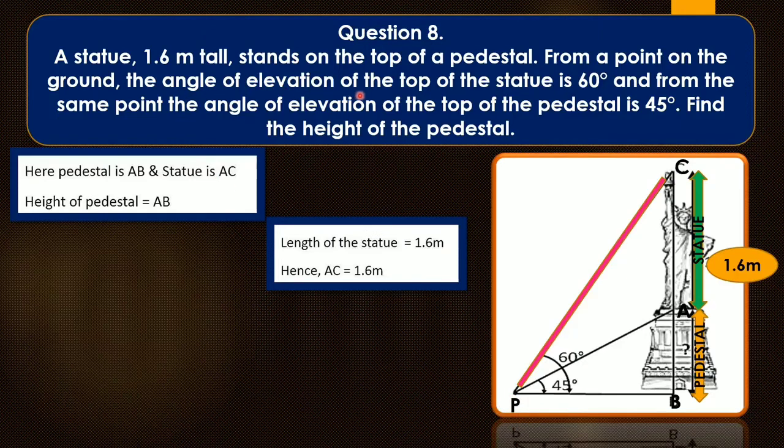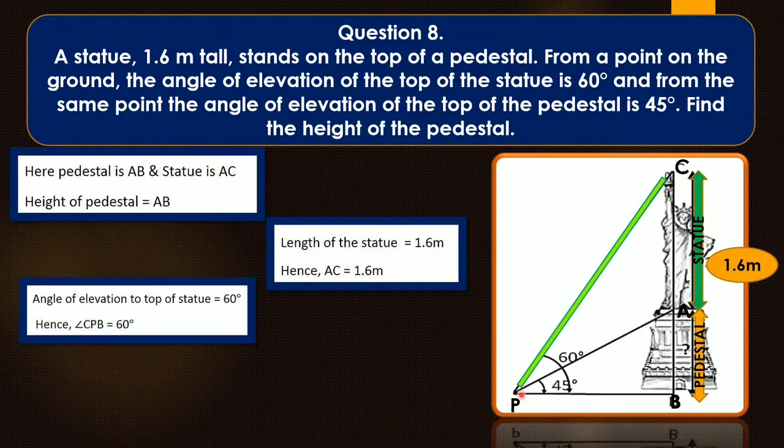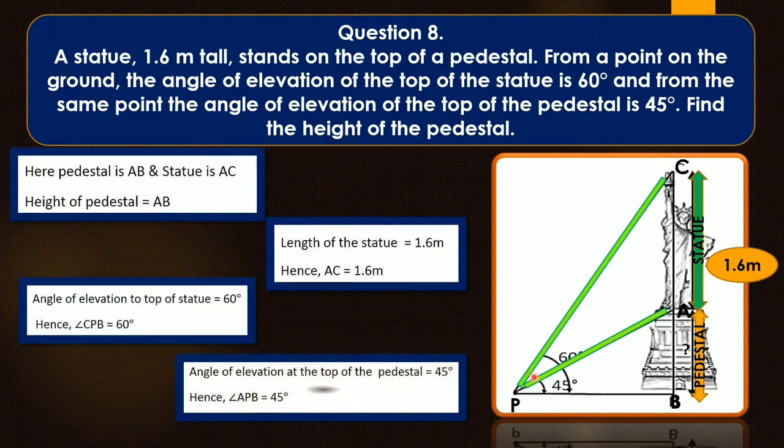The angle of elevation of the top of the statue is 60, meaning from the top of the statue the angle of elevation is 60 degrees, and from the same point the angle of elevation to the top of the pedestal, point A, is 45 degrees. So here this angle is considered as 45 degrees. So the most important thing here is the correct figure. Now we will see how to solve it further.